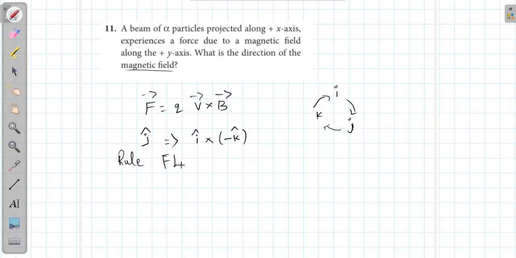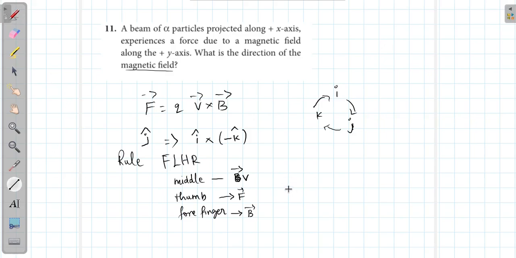The rule is Fleming's left-hand rule. We know the middle finger, thumb, and forefinger. The forefinger is the direction of magnetic field, the thumb represents the force, and the middle finger is the direction of velocity. They have given the X and Y axes. The X axis is the direction of velocity, and the Y axis is the force, not the magnetic field.